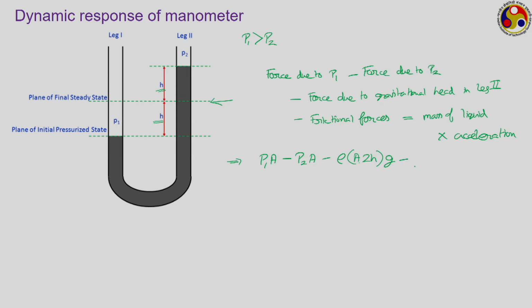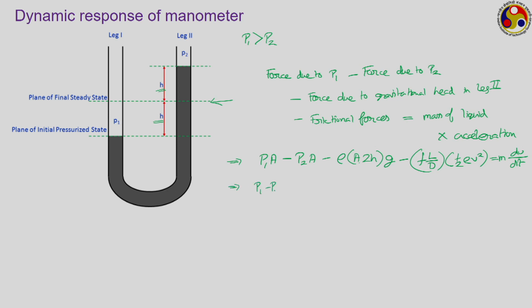How much is the frictional force? Assuming a one dimensional approach, using the concept of friction factor, we can write this as f L by D into half rho v square, where small v is the velocity, and L is the total length of this fluid column, starting from this particular point going up to this, whatever is the total length of this mercury column, that we are representing with capital L. D refers to the diameter of this tube, and small v is the velocity with which the movement is happening. This should be equal to the mass into acceleration. Acceleration can be written as dv by dt.